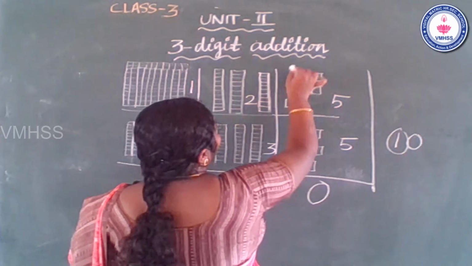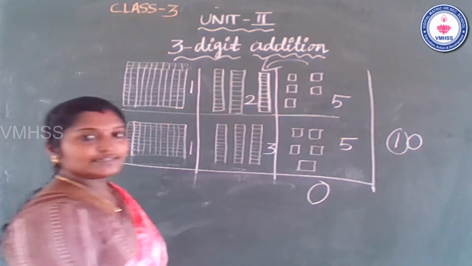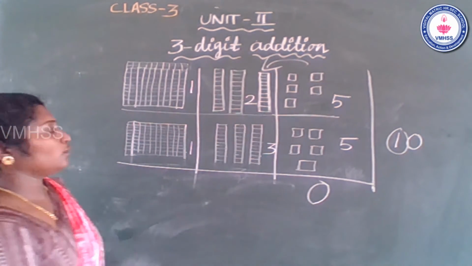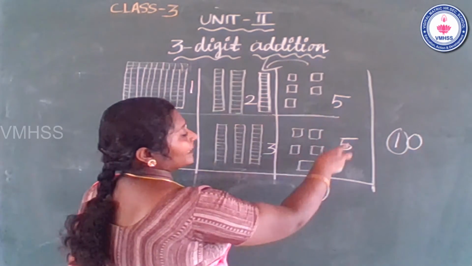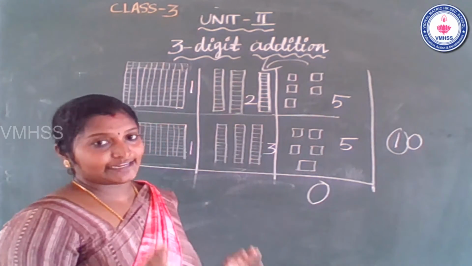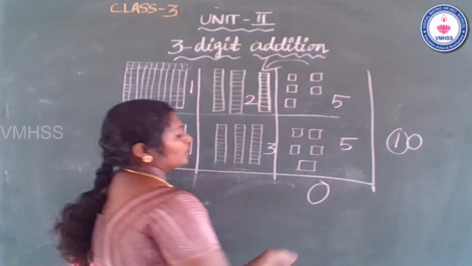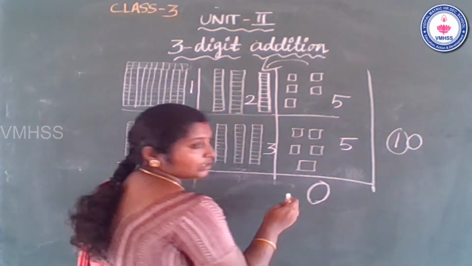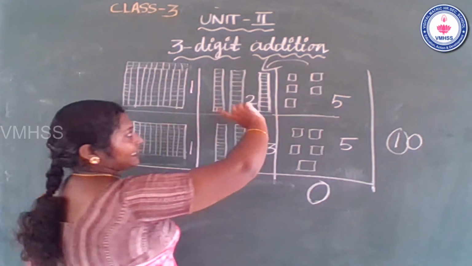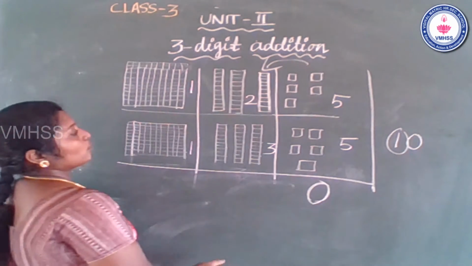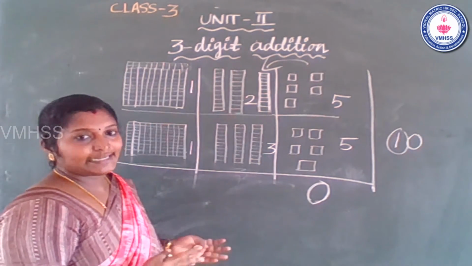So take over the 1 to the next. Okay, students. Do you understand? So first one is 5 ones and 5 ones. So adding 10. Okay, students. So write a 1, 0. So the 1 you take over to the next place. Okay, students. So now we count the tens place value.